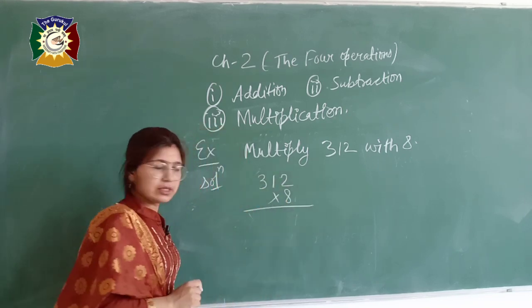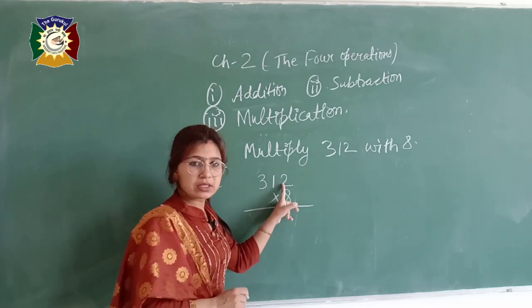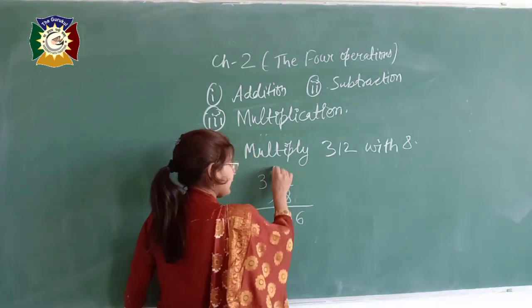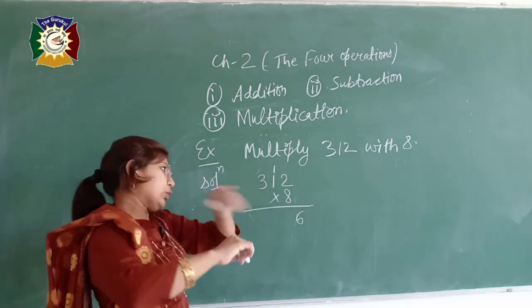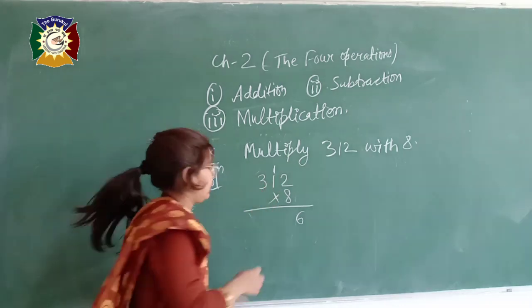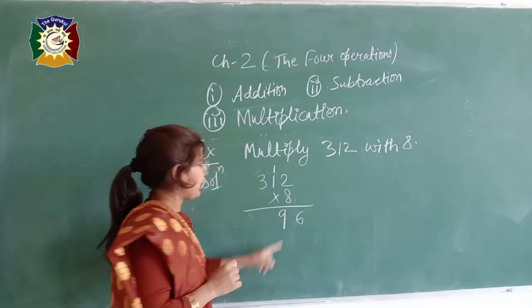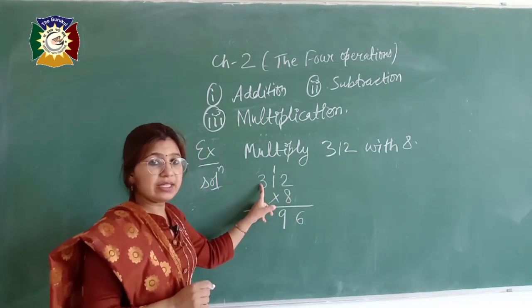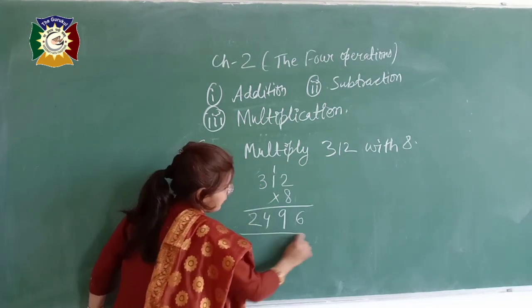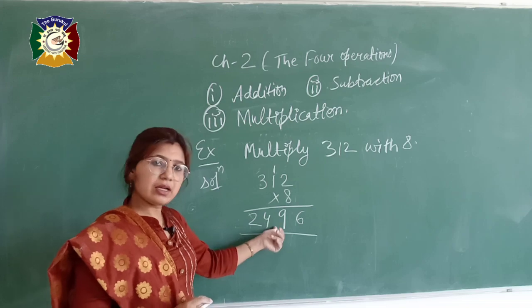Like this. See, 8 twos are 16. Put 6 here and carry 1 here. 8 into 1, 8 ones are 8. 8 plus 1 is 9. Now 8 threes are 24. You have to write it here. This is the required answer.